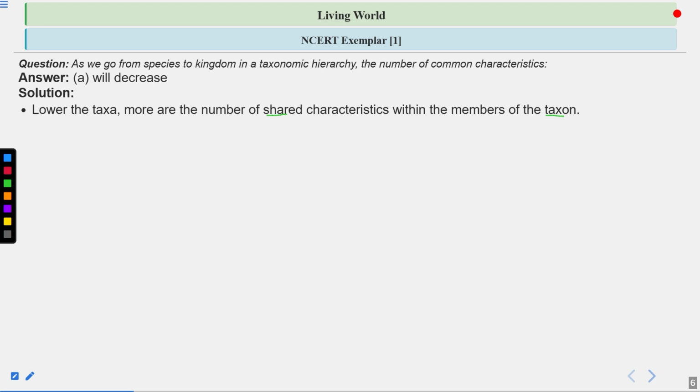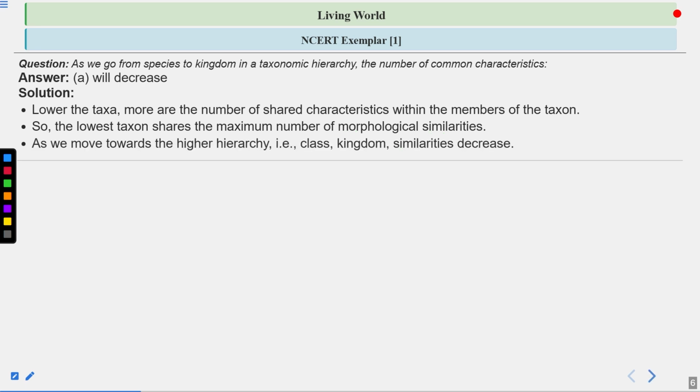Clear? So lower the taxa, more are the number of shared characteristics within the members of the taxon. The lowest taxon, species, will share the maximum number of morphological similarities. As we move towards the higher hierarchy, such as class or kingdom, the similarity decreases because these are quite broad categories.